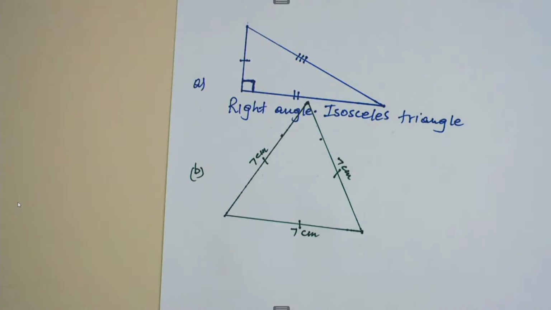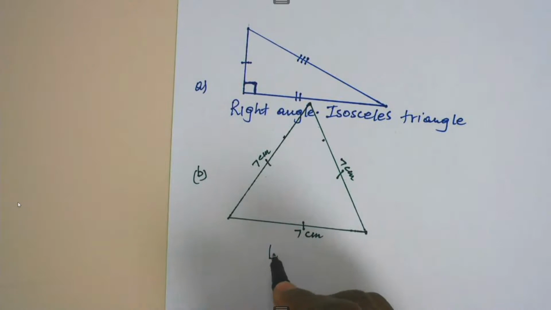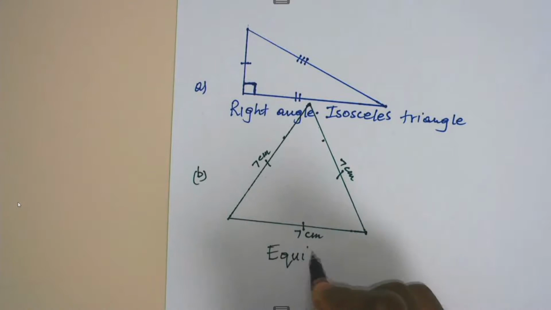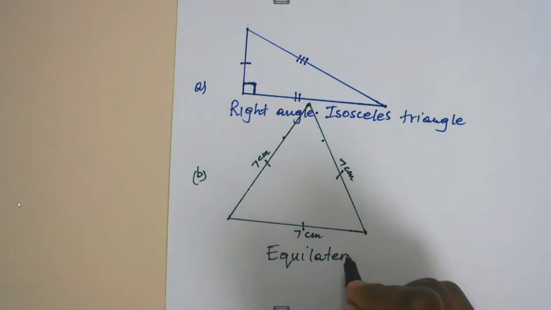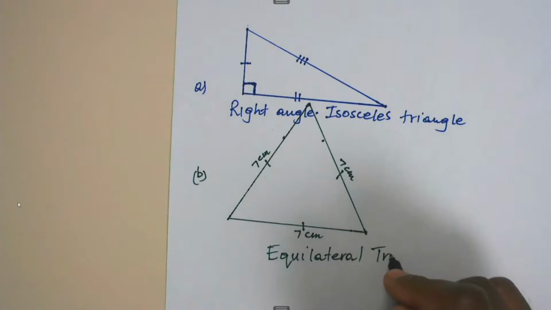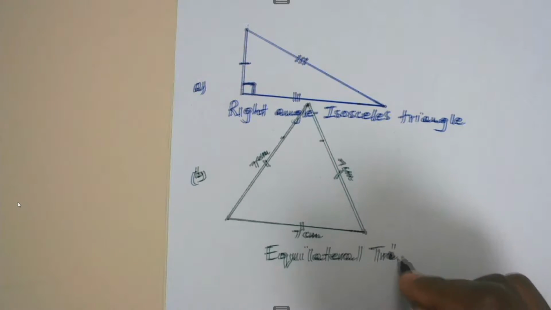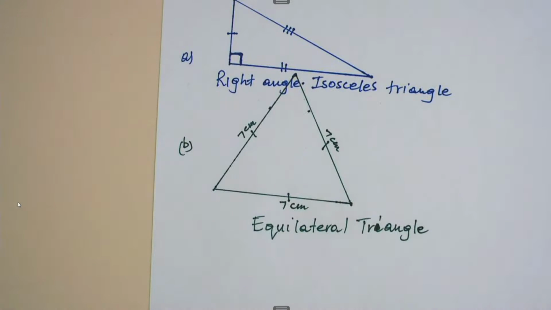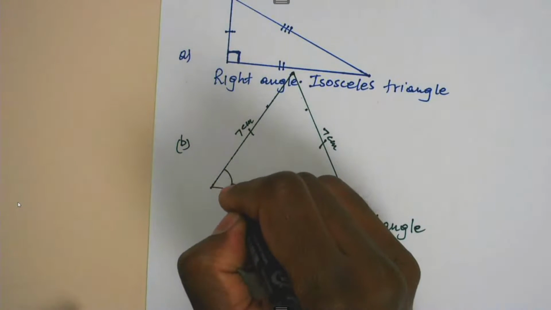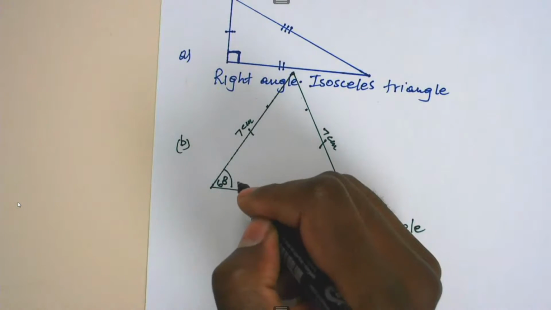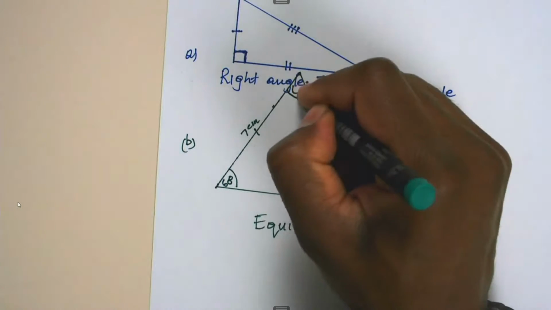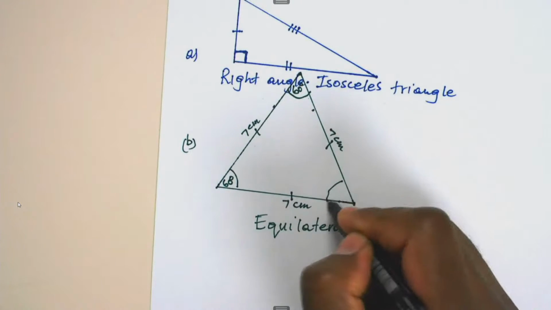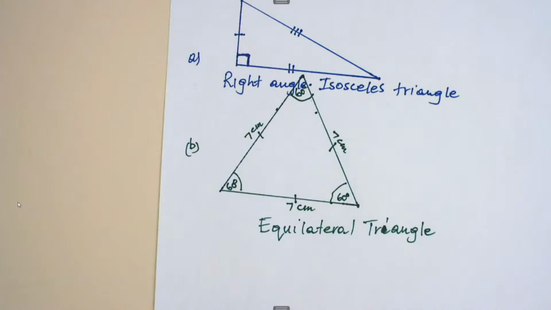Therefore, this is an equilateral triangle. Meaning that all sides are equal, including the angles inside. The angle here, it is going to be 60 degrees. We have done it. The angle there is going to be 60 degrees. The angle here, it is also going to be 60 degrees.